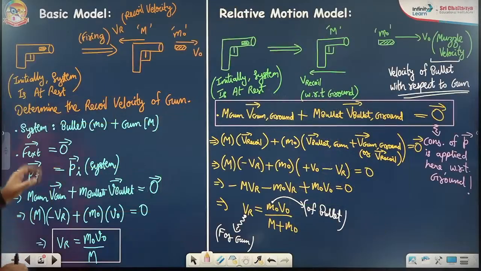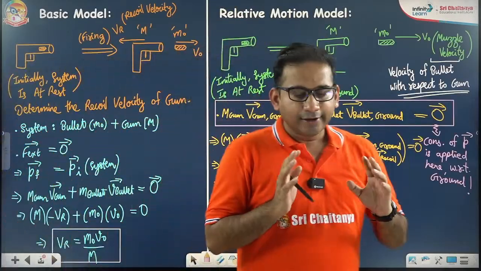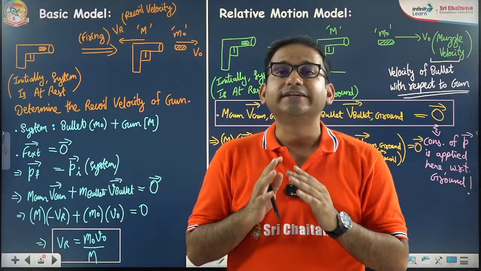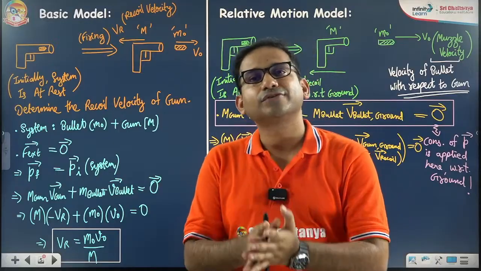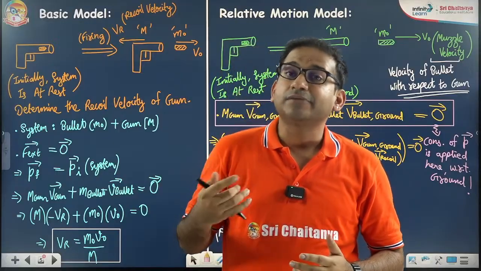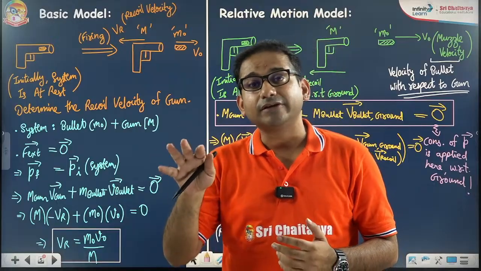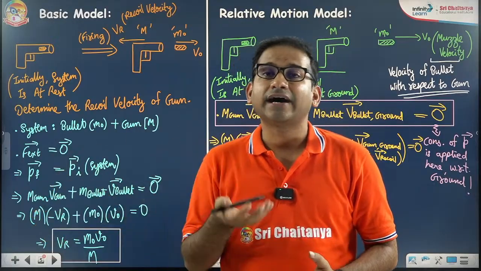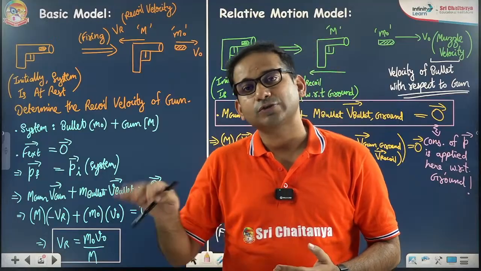Let's move ahead. The basic models related to conservation of momentum are based on the fact that the momentum or velocities especially will be given with respect to ground, and the asked momentum or velocity will also be with respect to ground.